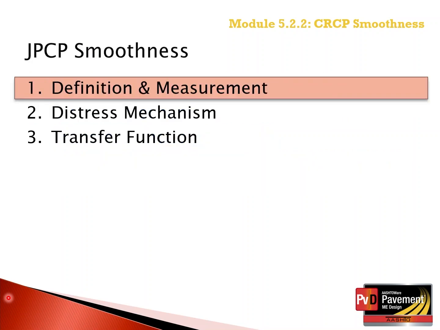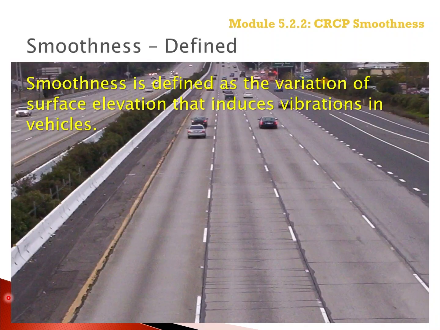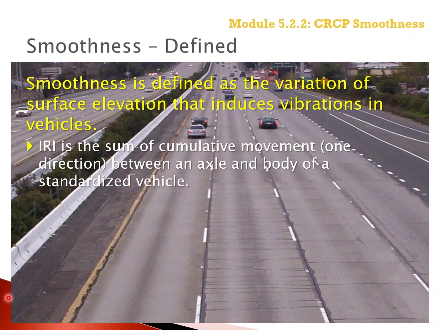Starting with the definition and measurement of CRCP smoothness. As was defined for jointed plain concrete pavements, CRCP smoothness is defined as the variation of surface elevations within the wheel path that induce vibrations in vehicles. Smoothness is quantified by the International Roughness Index, or IRI. IRI is simply the sum of cumulative movements in one direction between an axle and vehicle body of a standardized vehicle.